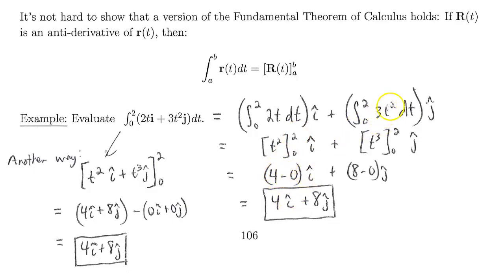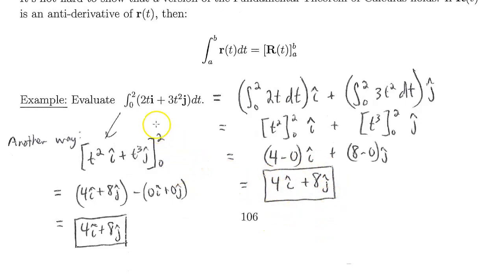And over here, the integral of 3t squared is t cubed evaluated from 0 to 2, so we're going to get 8 minus 0. Okay, 2 cubed is 8. So that would be 8j. So we get 4i plus 8j. So notice our final answer of a definite integral of a vector valued function is not a number, it's actually a vector.